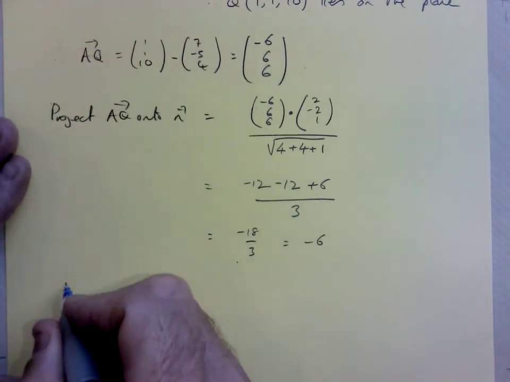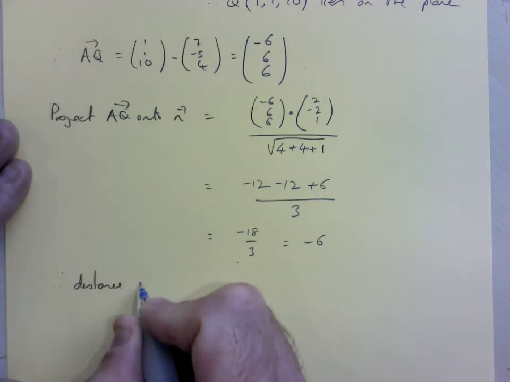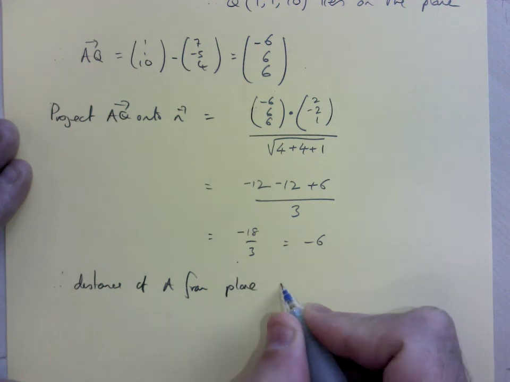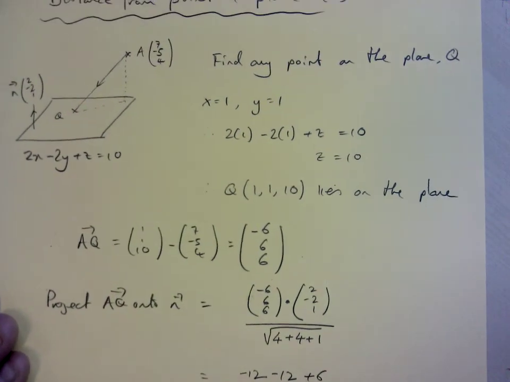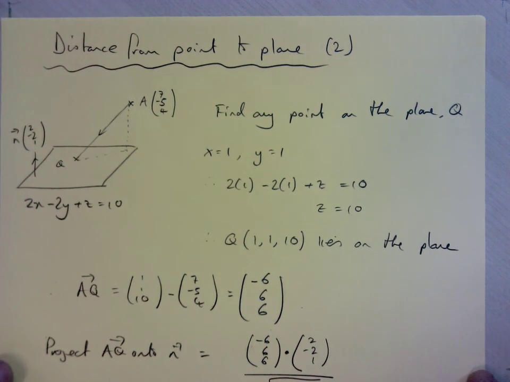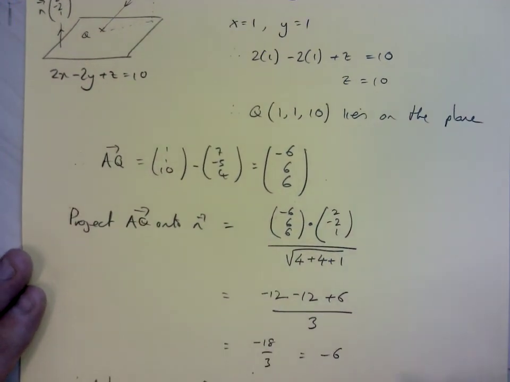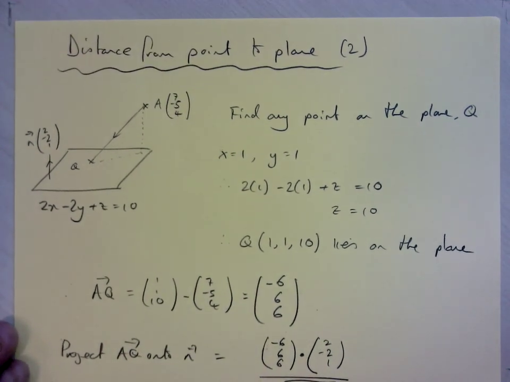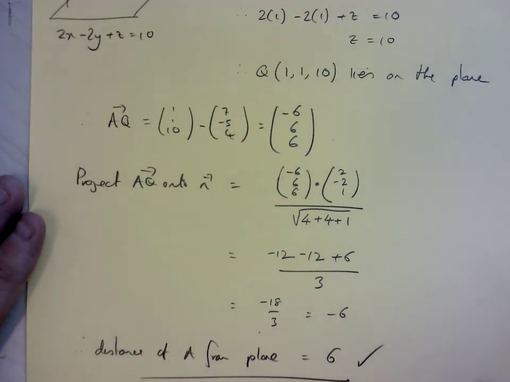So from there, I can finish off by saying, therefore, distance of A from the plane is equal to 6, just as I had before. So a slightly different approach, using the idea of a projection, and you can see it gives us the same answer again. So useful to have both techniques at your disposal, and if you're just asked to do that question, then you can use whichever method you prefer.